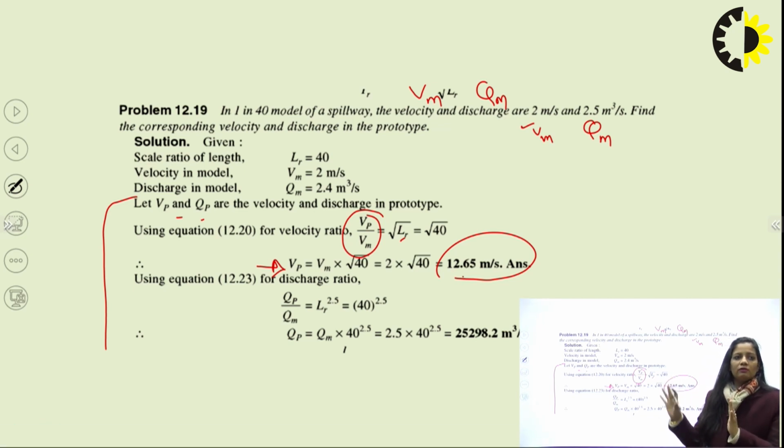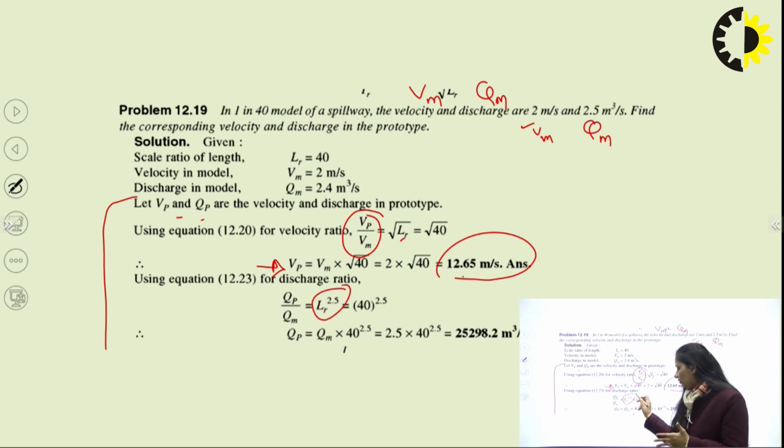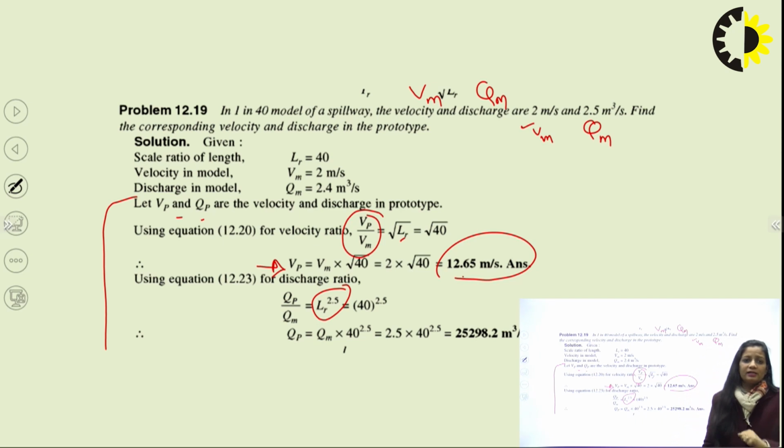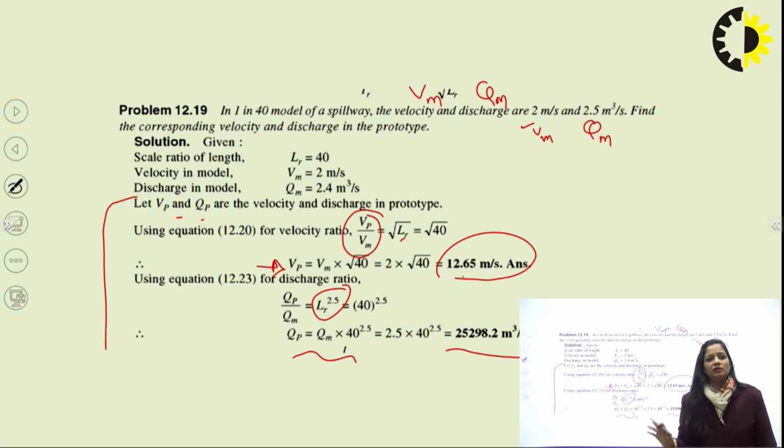Also, because the question was asking for discharge also, we are going to use our discharge ratio, that is equal to LR to the power 2.5. LR is given as 40. Apply 40 to the power 2.5, and also Qm is known to you, that is 2.5. Now your Qp you can solve, you can get 25298.2 meter cube per second as your discharge in prototype.